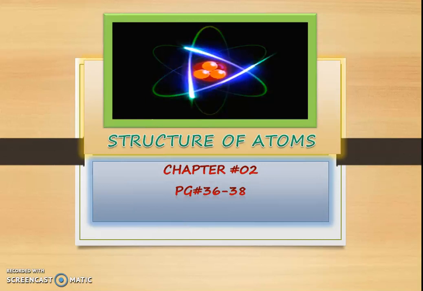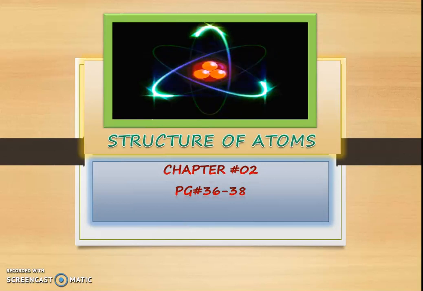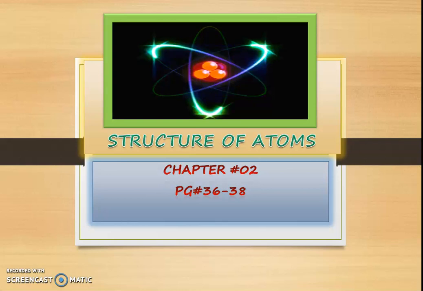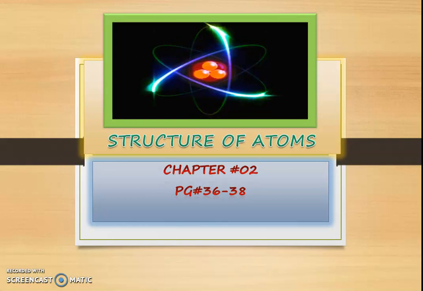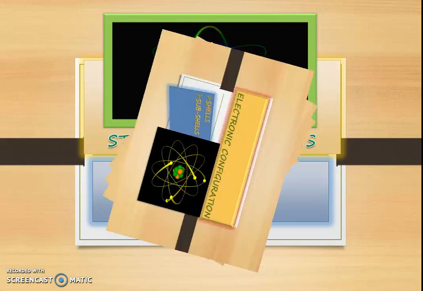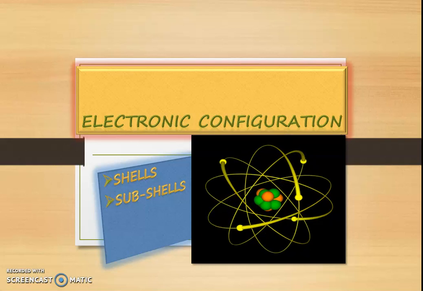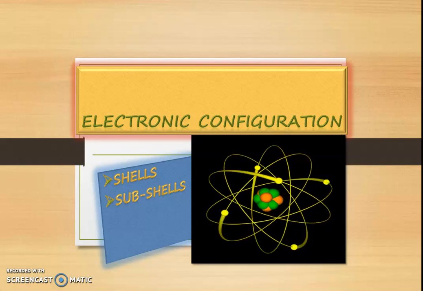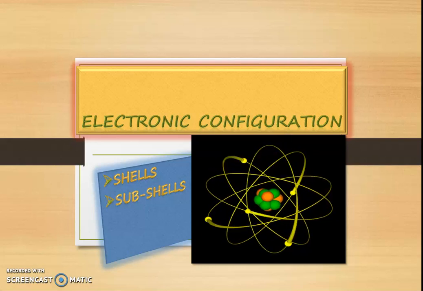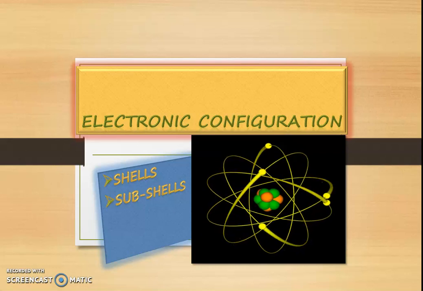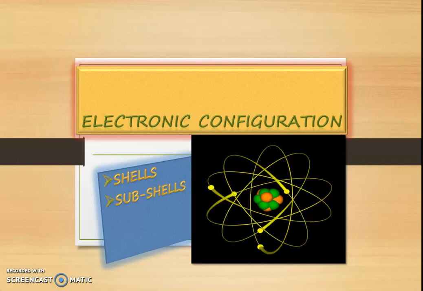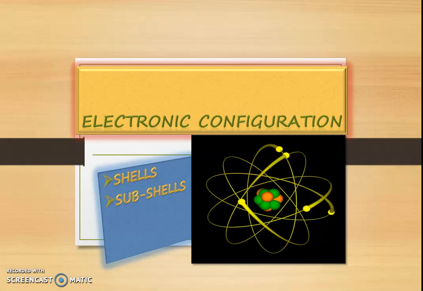In this lecture, we are going to cover our book page number 36 to 38 of chapter number 2, Structure of Atoms. And the topic we are going to study is electronic configuration. To understand the concept of electronic configuration, you should know about shells and subshells first. We will discuss shells and subshells in detail.